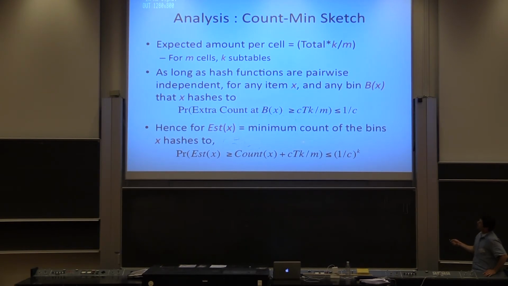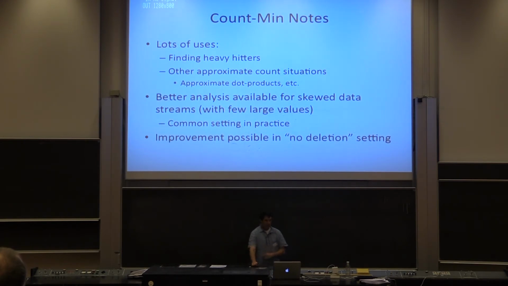All right, because I have k separate hashes, that's going to be the power of k here. So the probability that my estimate of the count is going to be more than this additive c times t times k over m is going to be at most 1 over c to the k power. So for items where my count is big enough that this error term is small, my estimate is going to be pretty good with high probability. There are lots of good uses for this, in particular finding the heaviest flows or objects in a data stream. But there are plenty of other situations where it turns out to be useful for other approximations.